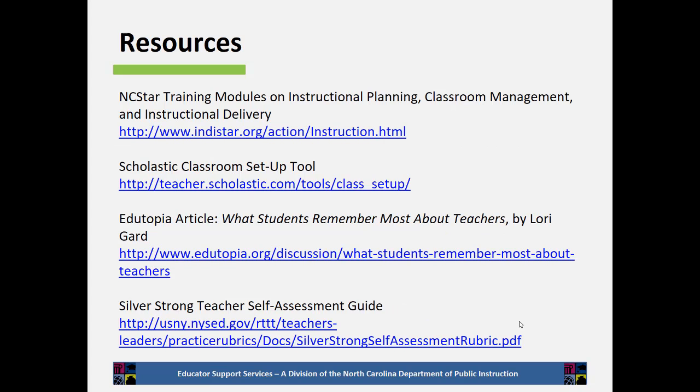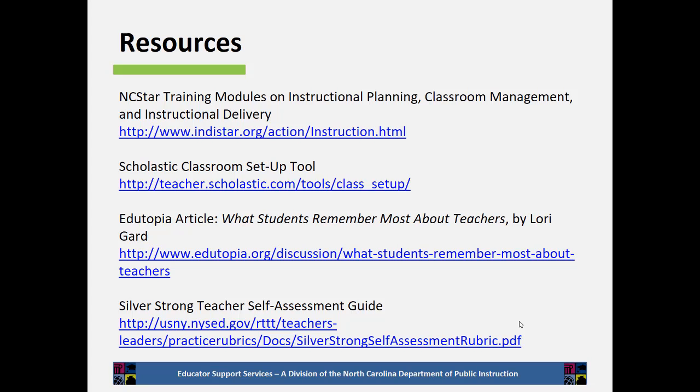NC STAR itself actually has training modules around instructional planning, classroom management, and instructional delivery. There are some handouts and a workbook that you can use. It's a pretty cool tool if you want. Some of my colleagues discovered the Scholastic Classroom Setup tool. This is a really neat tool. You go online and you can drag and drop windows and doors and desks and cabinets and all sorts of things like that, and just kind of set up your classroom before you start moving furniture.